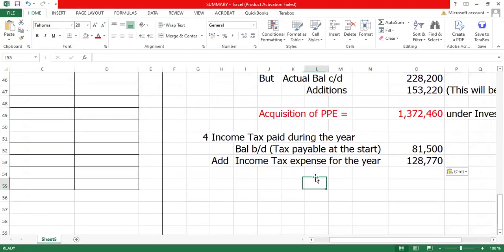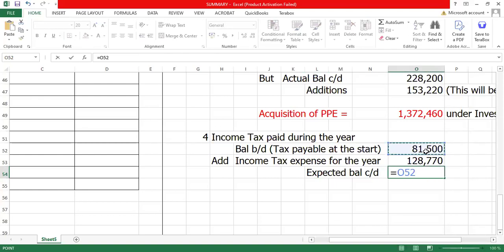Okay, once you do that, remember this is income tax expense. Income tax expense doesn't necessarily mean that that income tax was paid. No, it's just income tax expense for the year. You know what was paid after comparing the expected. Here you have the expected balance carried down. You compare, you get this plus this.